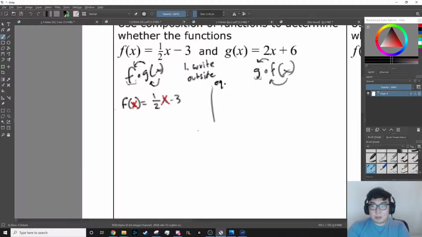Step number 2. Replace x with the back equation.